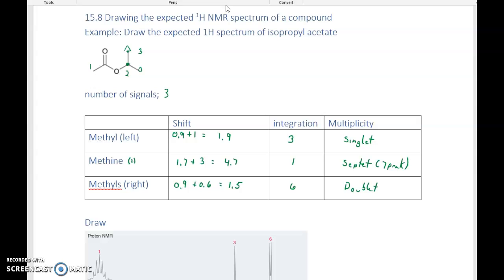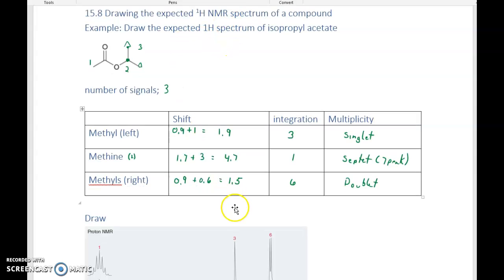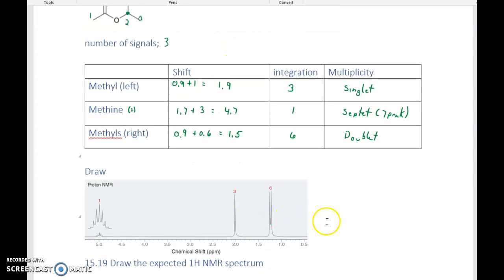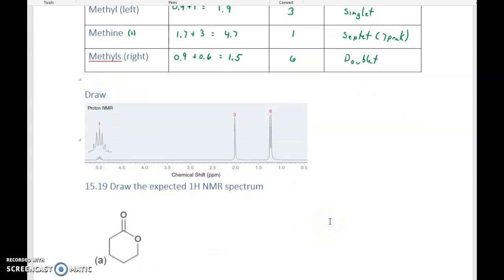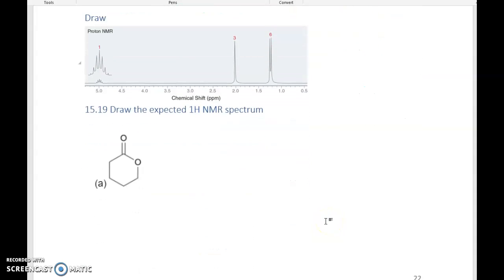And if we were very talented at drawing, this is what we would see. I'm not going to expect you to actually draw these, but I will expect you to be able to figure out the shift, integration, and multiplicity. So let's look and see how many signals we're going to get from this compound. I see 4. I'm going to do different colors here.